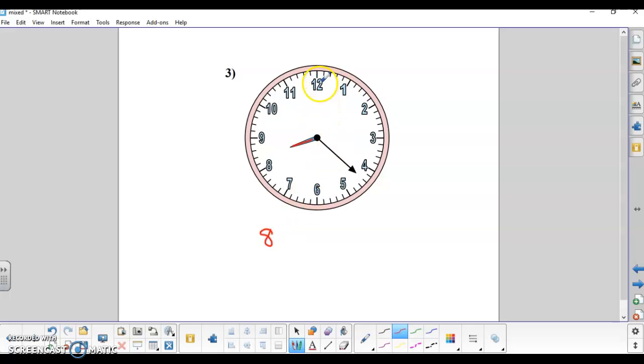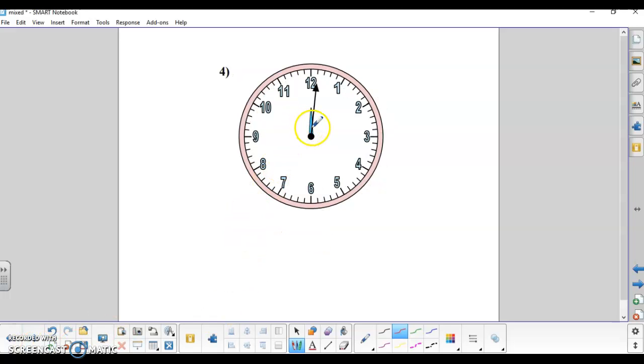Now, the easiest way to count our minutes is to count by 5s and then count our small tick marks. So I start at the 12, which is 0. We have 5, 10, 15, 20. This is 21, 22. So this clock shows me 8:22.